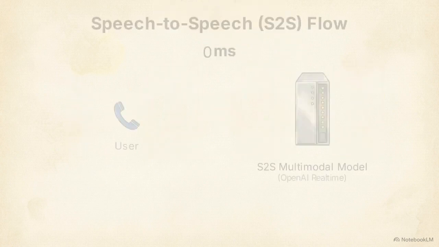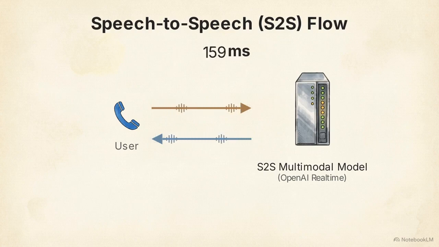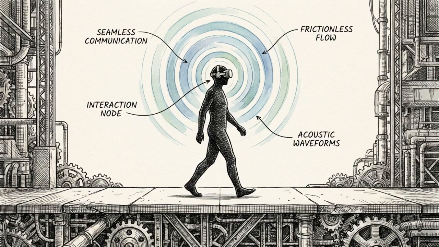That bottleneck collapses with native speech-to-speech, or S2S, multimodal models like OpenAI's real-time API. By processing the user's raw audio directly and streaming generated audio back natively, these models drop latency to roughly 200 milliseconds. Hitting this biological latency threshold turns a clunky two-way radio interface into an interaction that feels like a fluid human conversation.